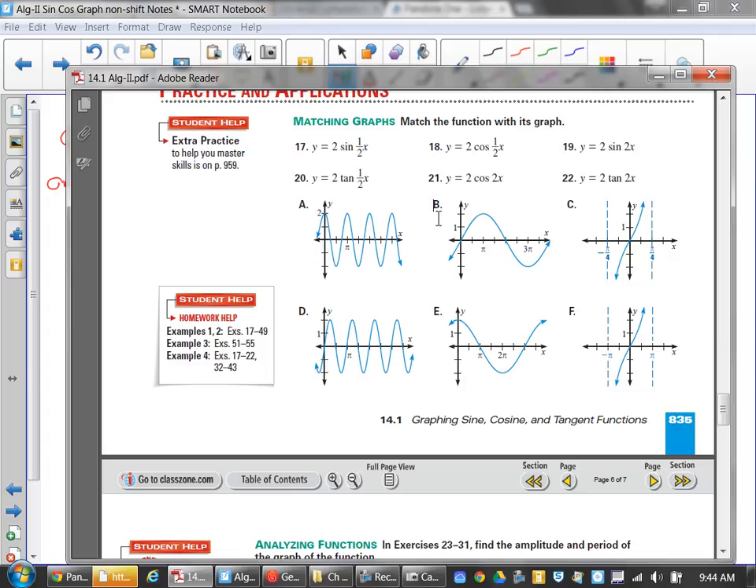21 would be 2 times cosine, so your cosine has an amplitude of 2, but your period in this case is going to be pi. So a cosine value that starts at 2 and cycles itself fully within 1 pi would be A. What happens here is that they're just showing multiple revolutions of one of them. I'm only going to ask you guys to give me one cycle of whatever we get. Okay? I only want one cycle.